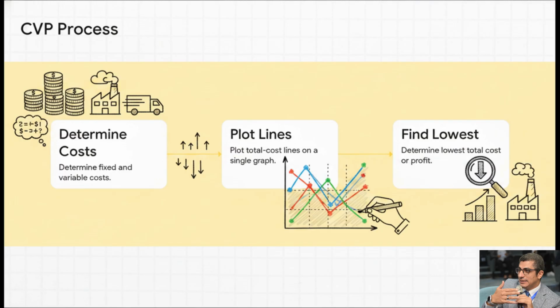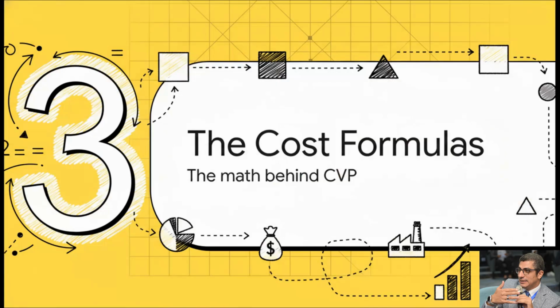Step 2. Plot the total cost lines for all those location alternatives on a single graph. This is where we draw them out visually so we can actually compare them side by side. And step 3. Determine which location will have the lowest total cost for your expected level of output. You just look at the graph, find how much you want to build, and pick the cheapest option. That is the whole shebang. To accomplish those 3 steps, we do need to understand the underlying math. So let's move right into Section 3, the cost formulas.